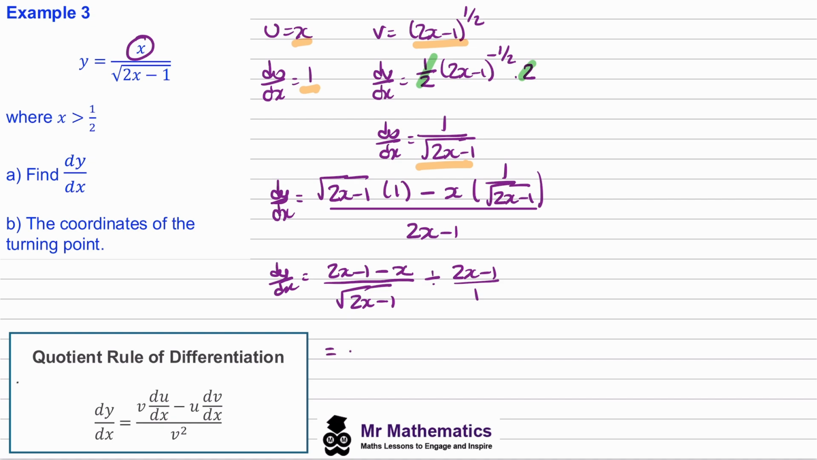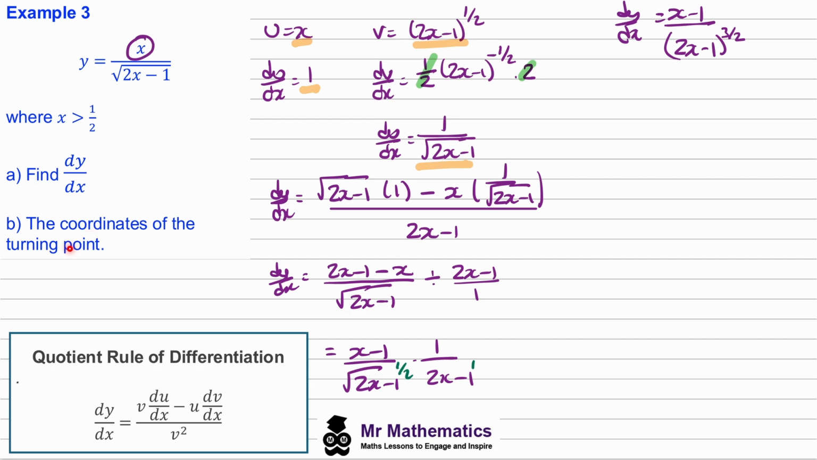So we can simplify this as x minus 1 over root 2x minus 1 multiplied by 1 over 2x minus 1. So dy by dx will be x minus 1 over 2x minus 1. Here we've got the power of 1/2. Here we've got the power of 1. So when you multiply these together, we get the power of 3 over 2. So this is the derivative.